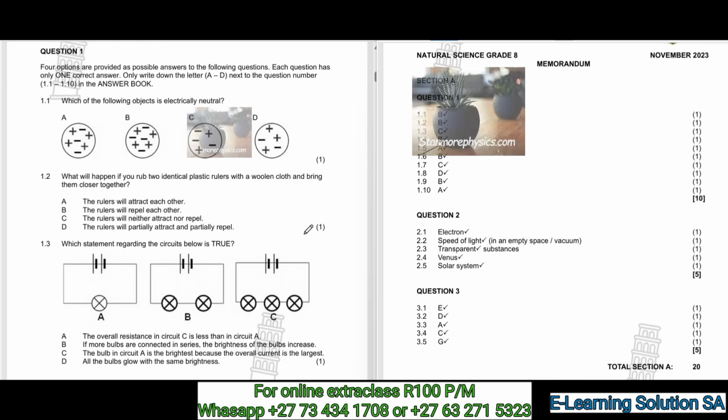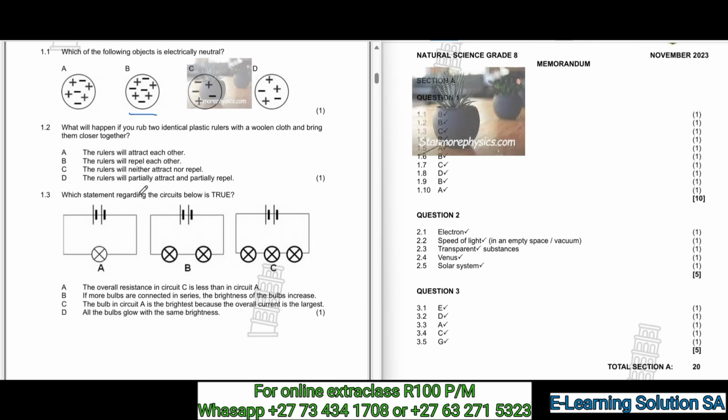Question 1, this is section A. This one is a multiple choice question and you are all familiar with this type of question. 1.1, which one of the following objects is electrically neutral? That one is B, because it contains both positive and negative charges inside it, so it's neutral.